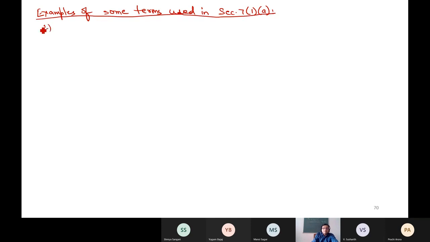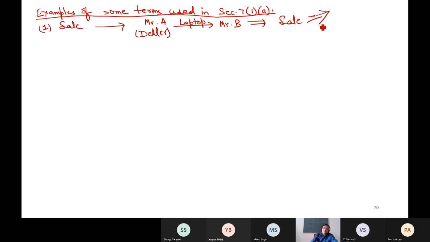What is sale? Mr. A supplies laptop to Mr. B. He is a dealer. It's an example of sale. That means it is a clear-cut case of sale. When Mr. A, dealer in laptop, supplies laptop to Mr. B, consumer, it is a sale.